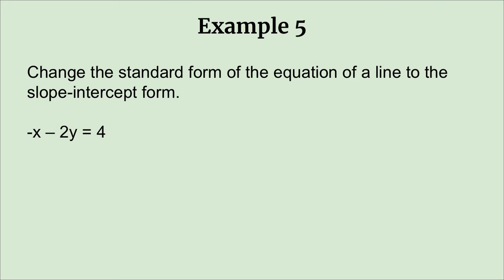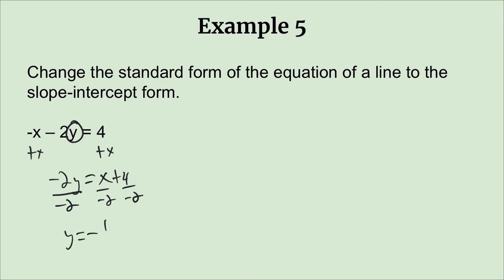When we're changing from standard form to slope-intercept form, we want to get the y all by itself, or solve for the y. So we're going to add an x to both sides. That negative is still in front of the 2. We get x plus 4. And then we divide everything by -2. So we get y equals -1/2 x minus 2. 4 divided by -2 is -2.